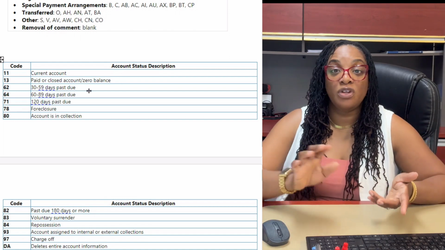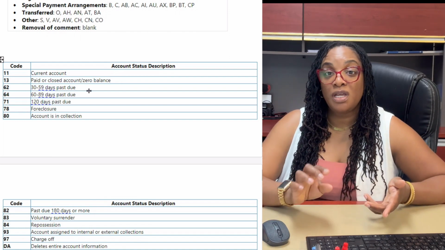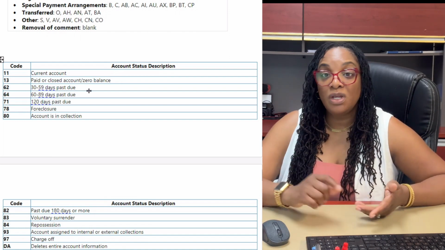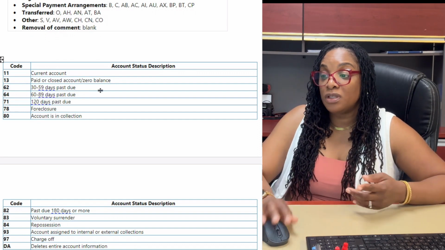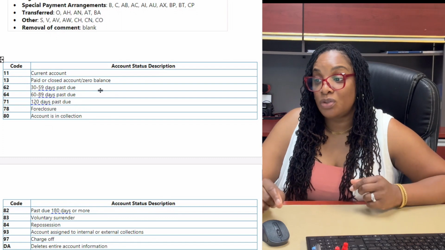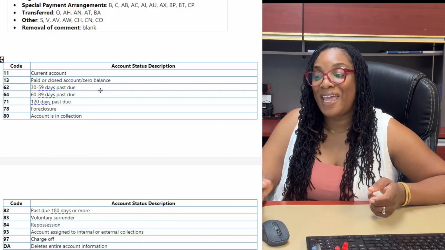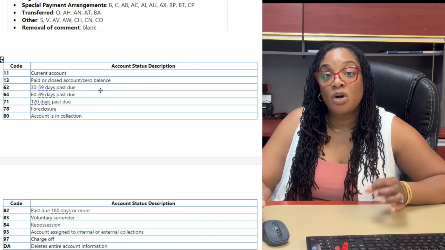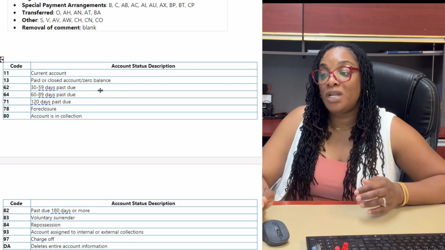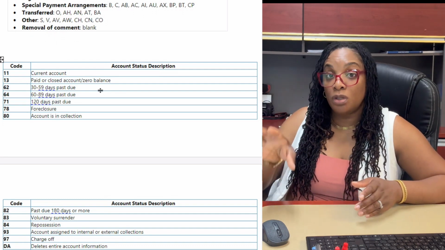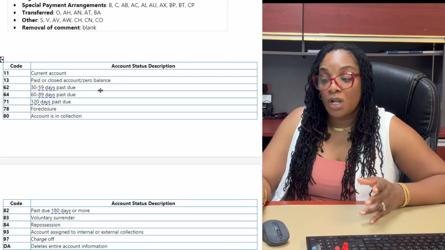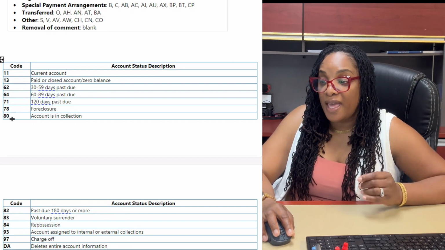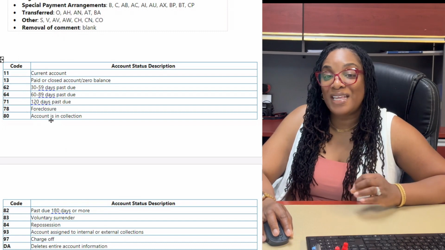62. Now if you're disputing late payments, you're definitely going to want to know what these codes are. Code 62 is for 30 to 59 days past due. 64 is for 60 to 89 days past due. Code 71 is 120 days past due. You're going to need to know that with mispays. If there's a foreclosure, then the code is 78. 80 is account is in collection.